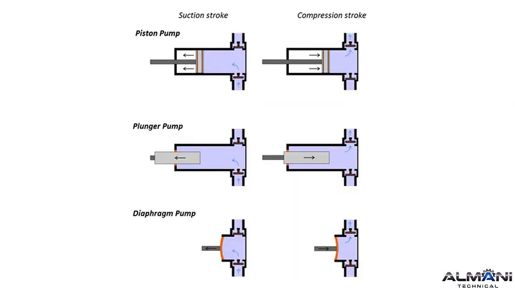All types use the same two strokes. First, the suction stroke draws fluid in as the piston or diaphragm retracts. Then, the compression stroke pushes the fluid out under pressure. This simple suck and push cycle is what makes piston, plunger, and diaphragm pumps work.